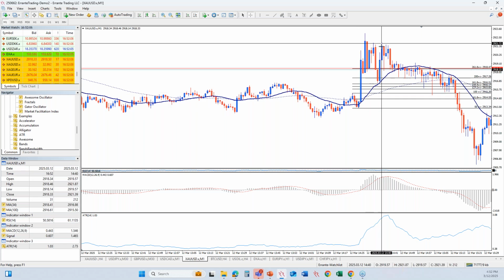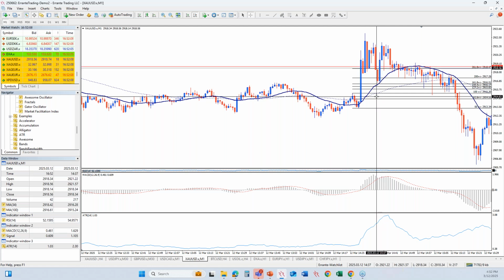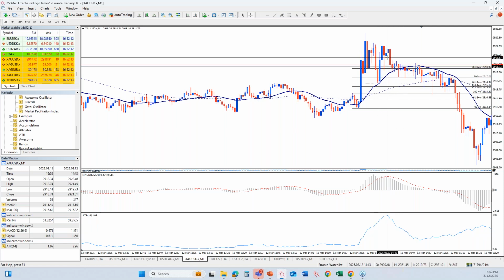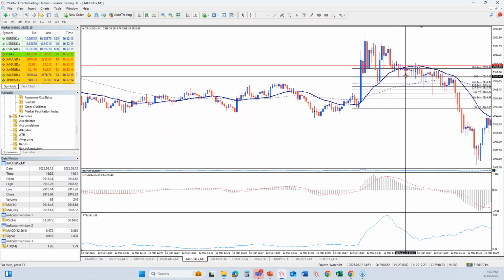But after that, when you see the ATR is taking the peak and then decreasing from this level, and all of these shadows suggest that the market is too choppy.